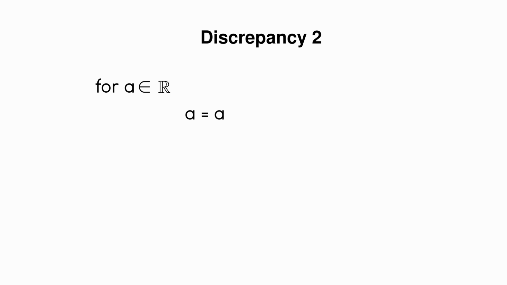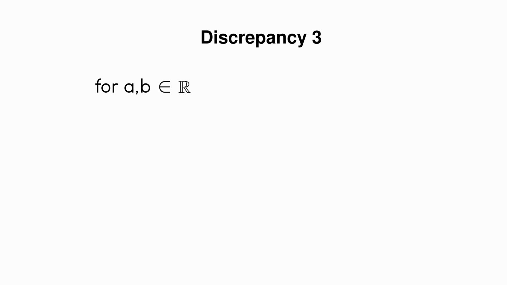Also, a equal to a is true for any number including 0. It also means a over a equal to 1, which we already know from the multiplicative inverse property. And it is true for any number except 0. Why? Why is there an exception for 0?